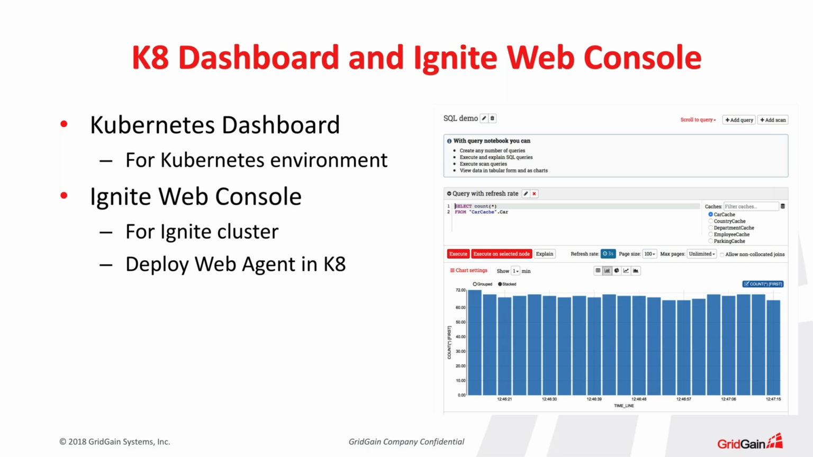And actually, we are going to use this approach today. So I'm going to use console.gridgain.com, which is deployed somewhere in Google Cloud. But my Kubernetes will be deployed in Microsoft Azure, and my web agent, my bridge, will be deployed in Kubernetes on Azure as well. And it's going to be a bridge between my web console interface and my Ignite cluster.